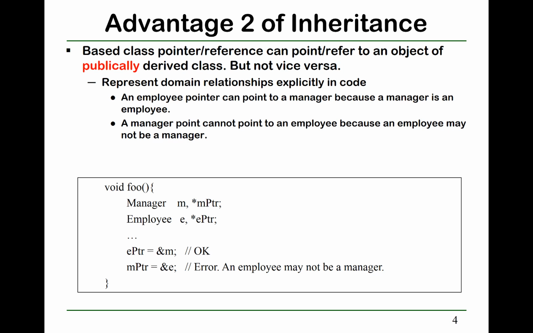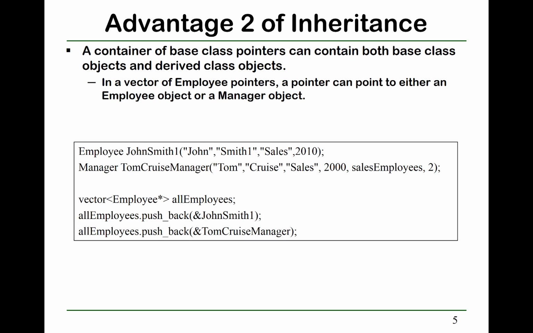Note that this inheritance needs to be public. For protected or private inheritance, the base class pointer or reference cannot point to or refer to an object of derived classes. And because of this advantage, we can use a container of base class pointers to point to both base class objects and derived class objects. For example, this is a base class pointer vector, all employees, a vector of base class pointers. And a pointer in this vector can point to an employee object and can also point to a manager object.